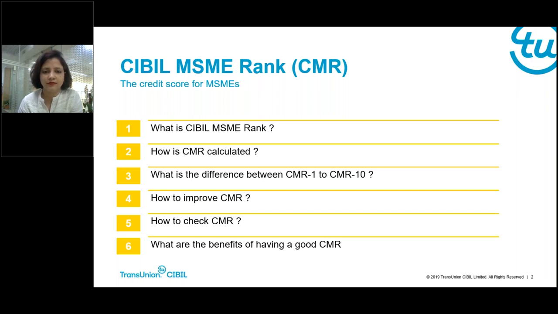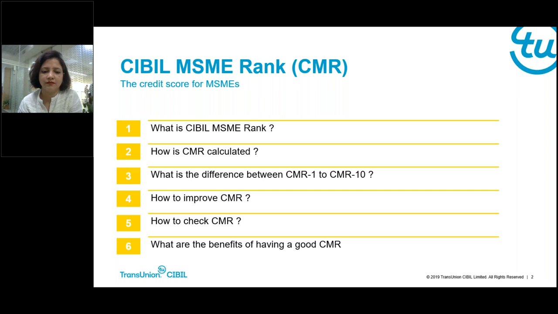Fourth, we will move to the ways to improve CMR. So how can CIBIL MSME rank be improved if your CMR rank is low or you want to be able to improve it. Fifth is about how can you check proactively to know what your CIBIL MSME rank is, and how can you probably then work upon improvement of that.